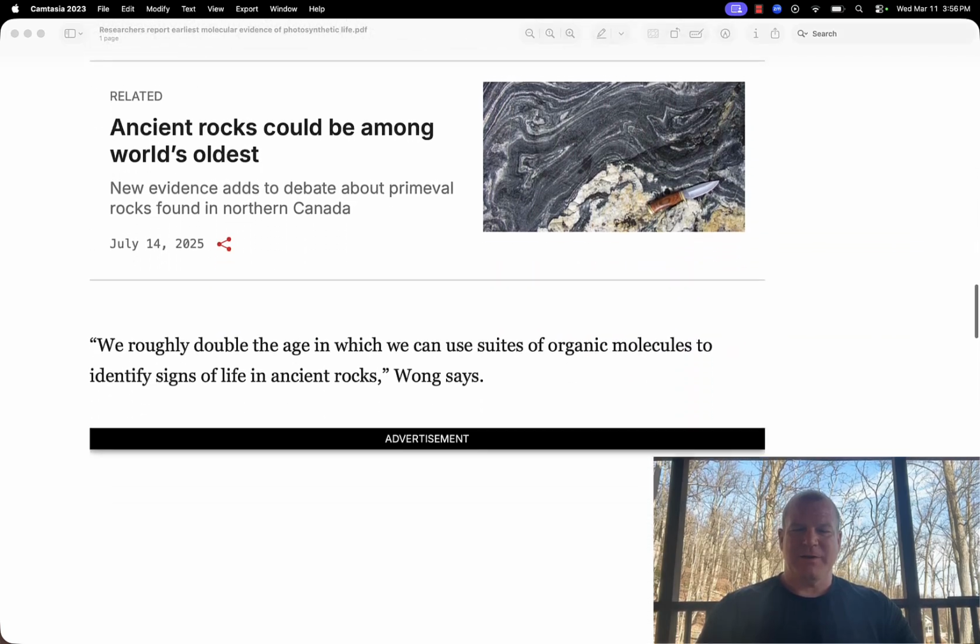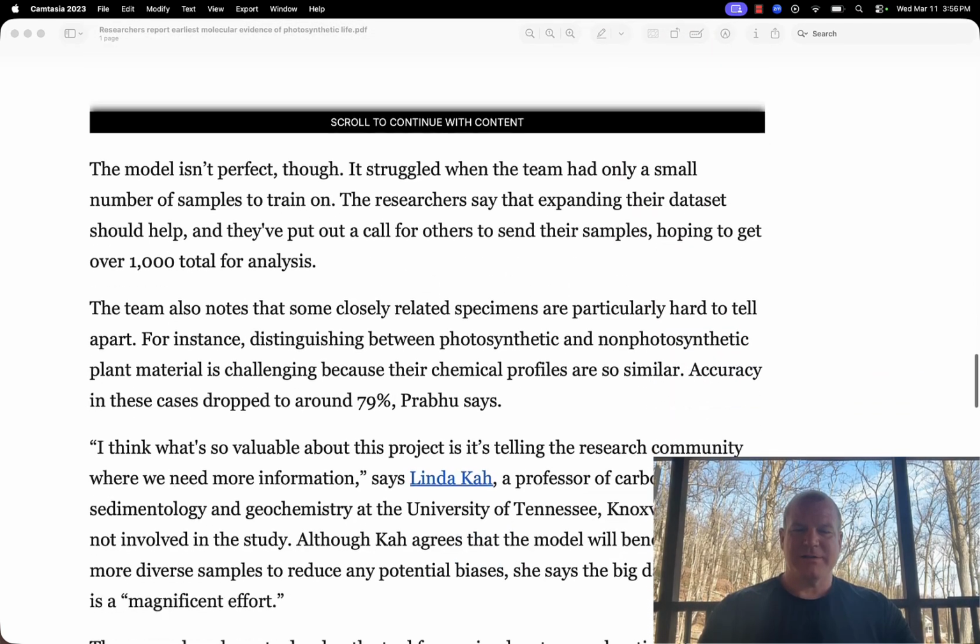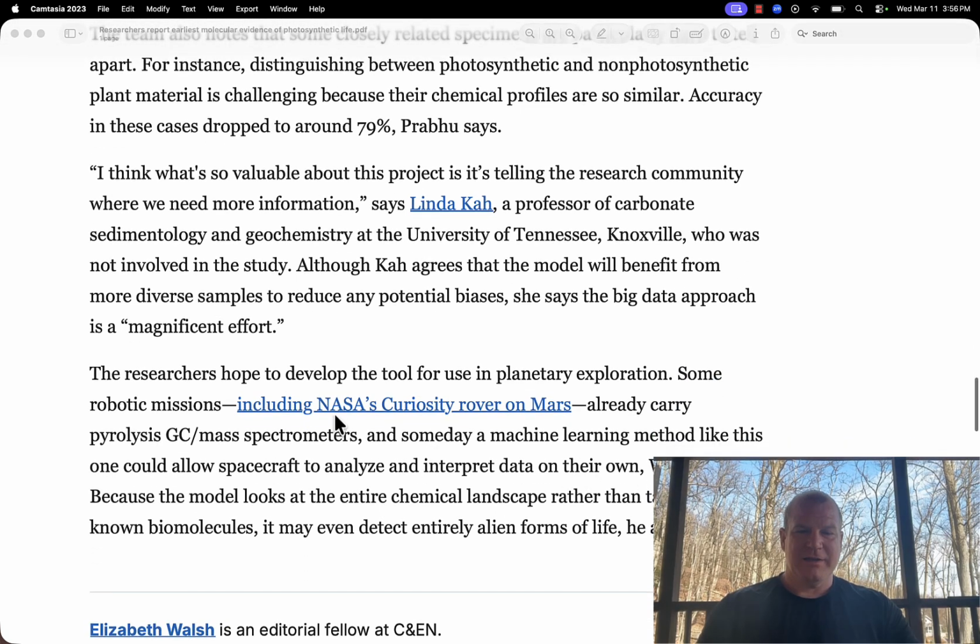And the so what on this is, there's a GCMS on the Curiosity rover on Mars, so maybe they can use this to see if they might find life or fossilized life on Mars. Now that would be a huge discovery, right, if they were able to find that. So that's one of the things they're looking at. That'd be really cool if they were able to find remnants of life or life itself on Mars. I guess that would be a major discovery.